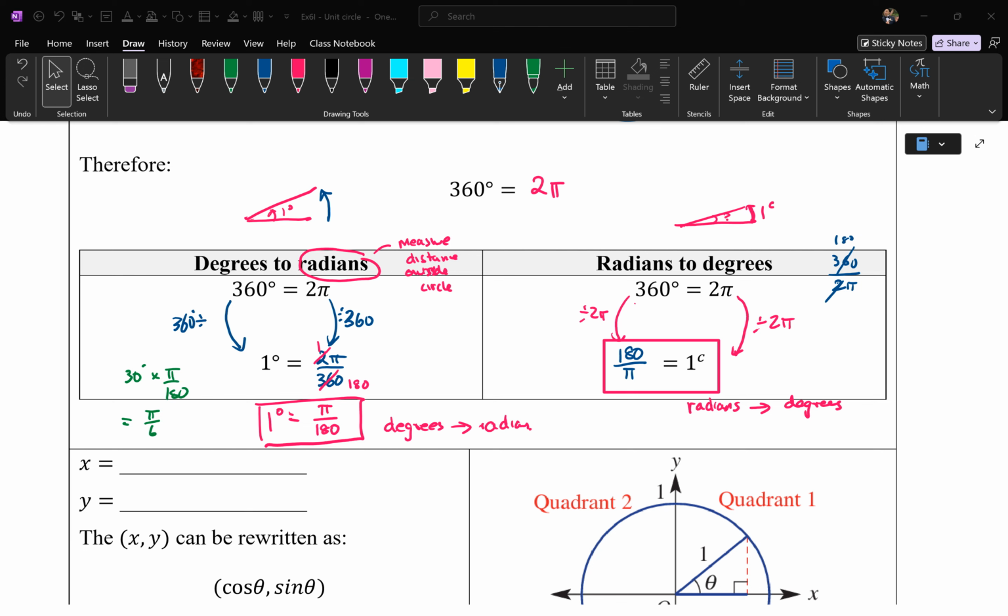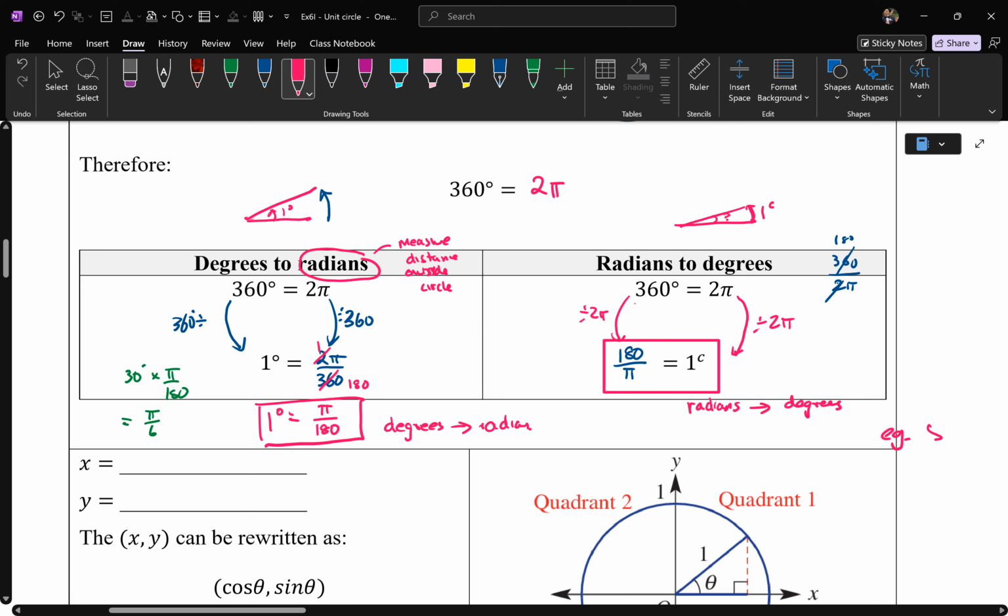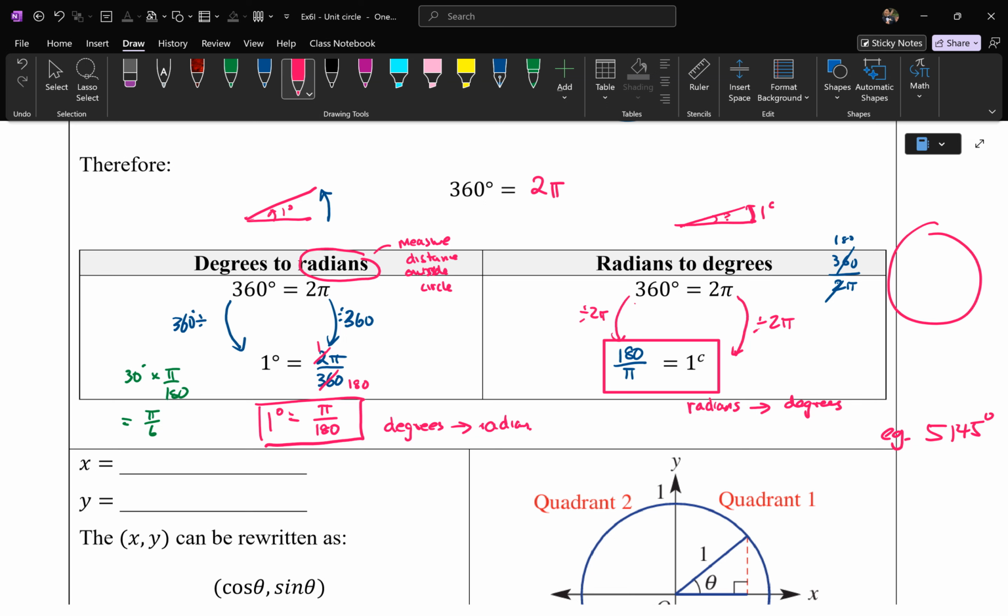Because one of the troubles we found previously when I talked about the number of revolutions is that it's hard to figure out where you are in the unit circle if we work in degrees. An example would be if I asked you 5,145 degrees, where on the circle am I? Especially if I split it up into quadrants, which quadrant would I be in?